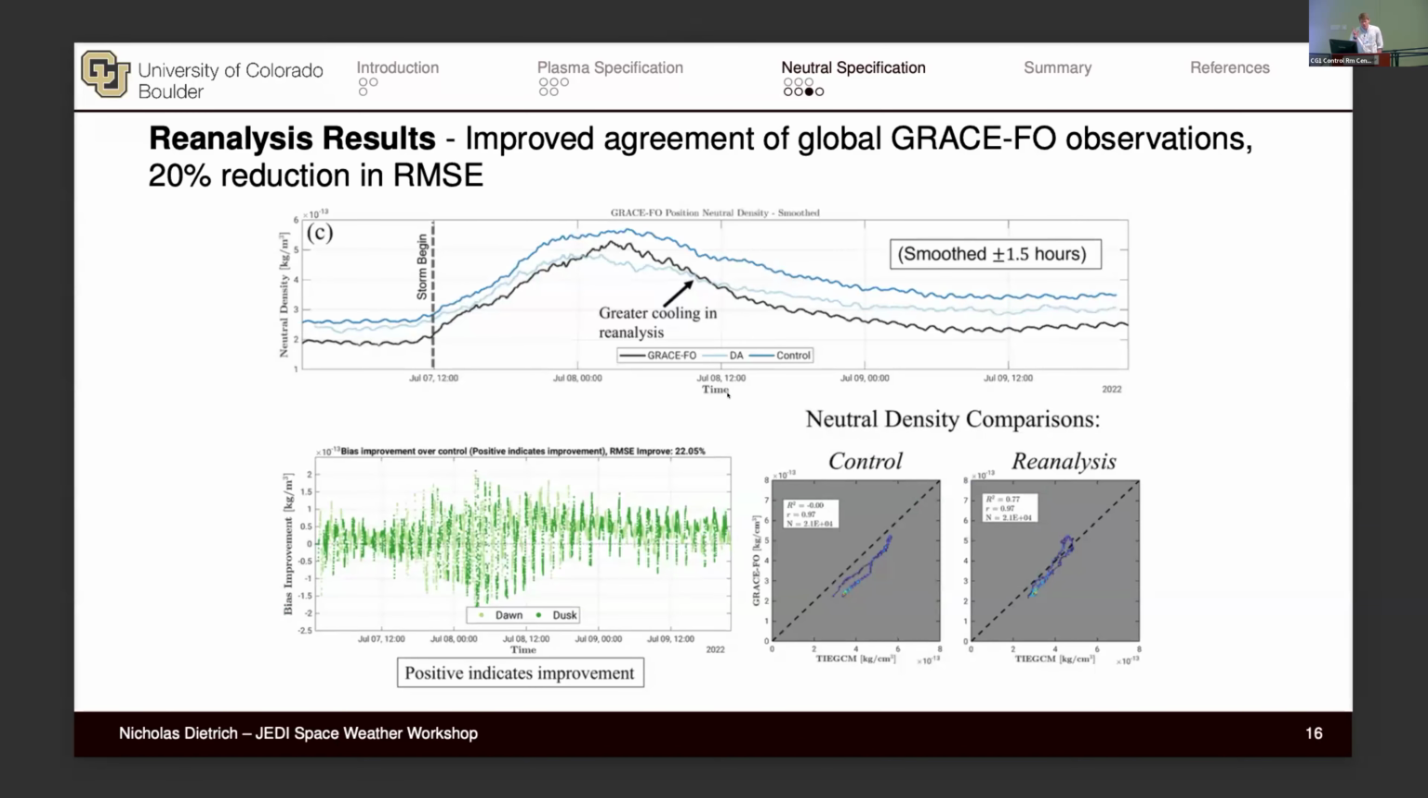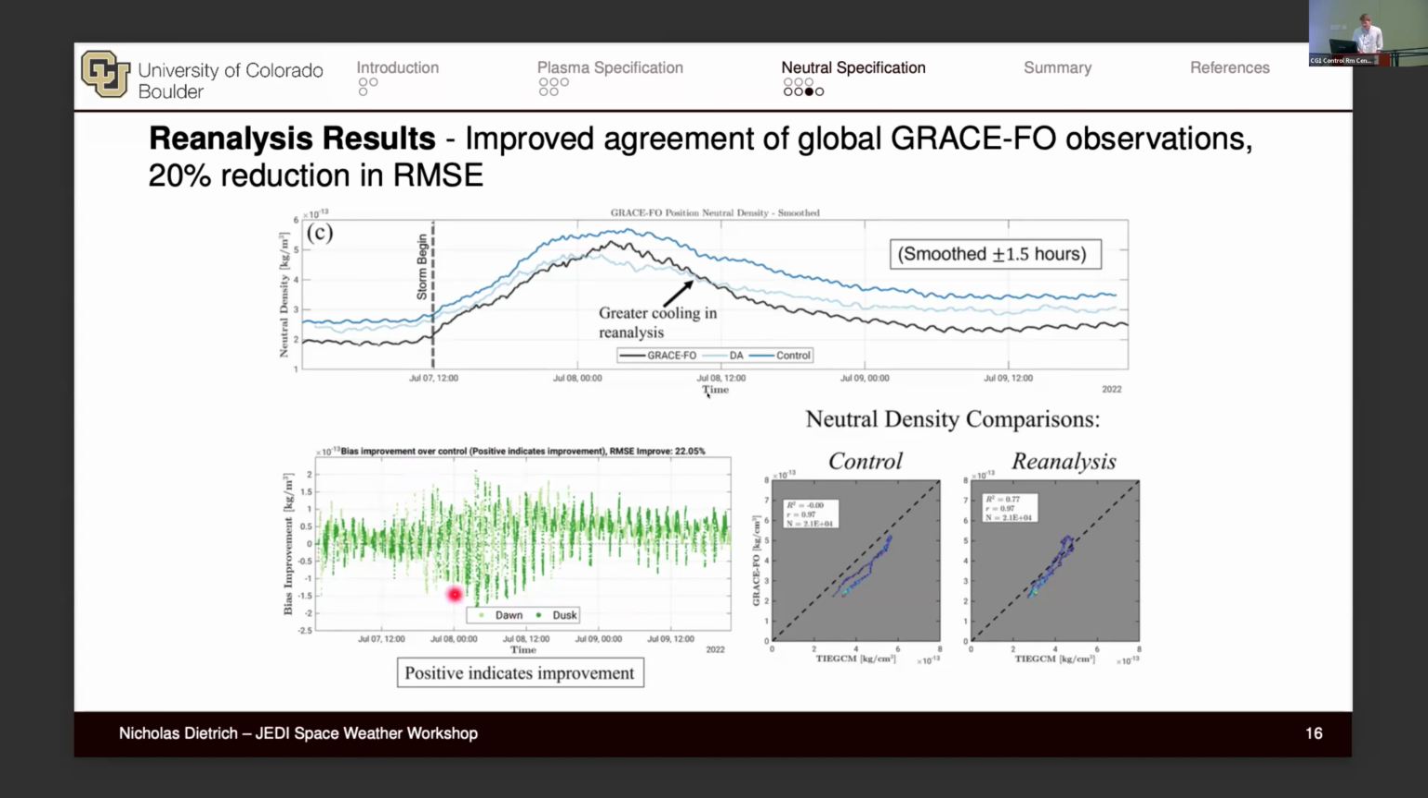To be a bit more quantitative with this, this is an orbital average neutral density of the storm time, where we have the storm peak. The storm began here at hour 12 and then peaks around here. In dark blue is our control run, and our light blue is the reanalysis results, where we can see the reanalysis better agreeing with our GRACE Follow-On observations. A simple bias improvement metric is down here, where positive simply means we have improvement of the reanalysis over control compared with observations. During this pristine quiet period, we get some benefits.